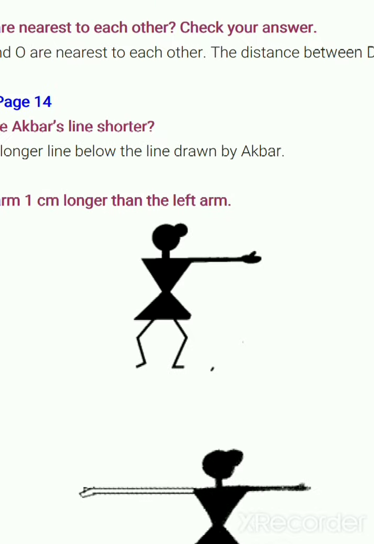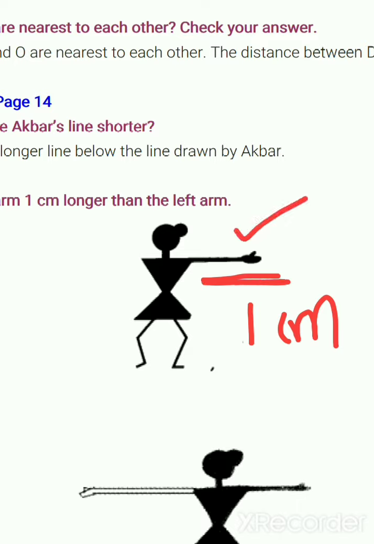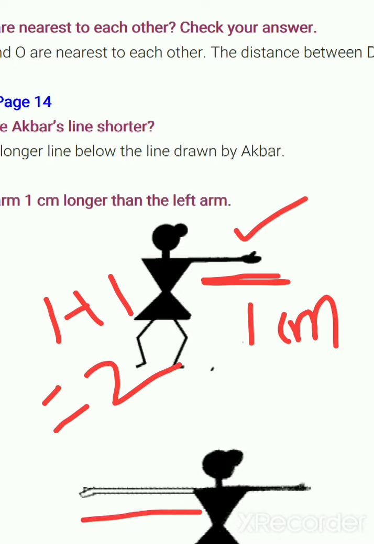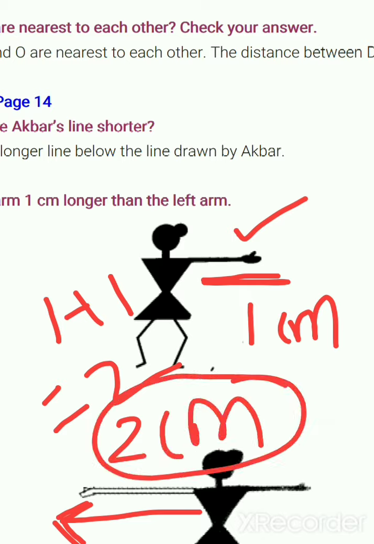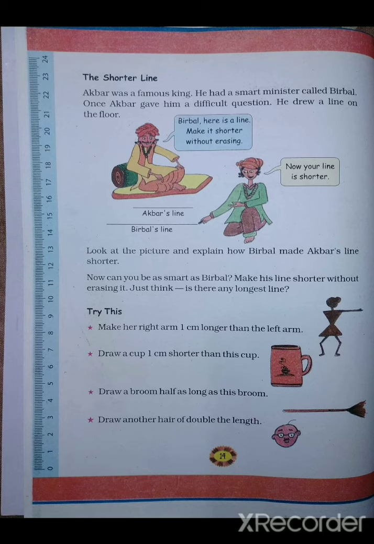Here you can see this arm is already given. Now we need to draw 1 centimeter longer than this arm. Suppose this one is 1 centimeter long, so simply 1 plus 1 equals 2 centimeter. So the right arm we can draw as 2 centimeter with the help of scale. So ultimately this one is 1 centimeter and this one is 2 centimeter. With the help of scale you can draw this.